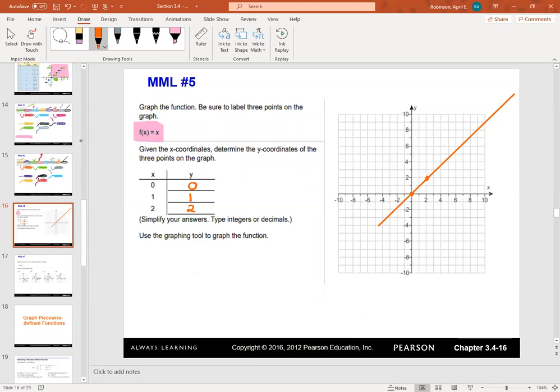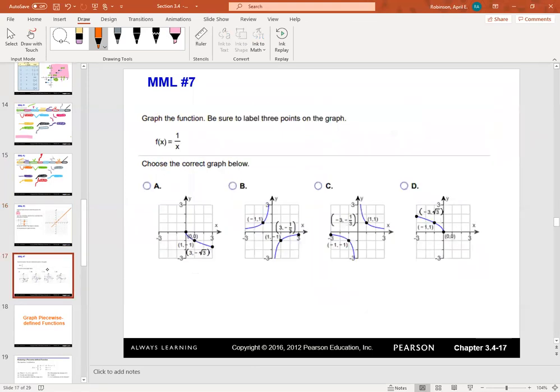So, 7, graph the function. When I'm looking at this function, this one is the reciprocal function. So I'm looking for, it's C, because it's in quadrants 1 and 3. D has it in quadrants 2 and 4. This would be -1/x.